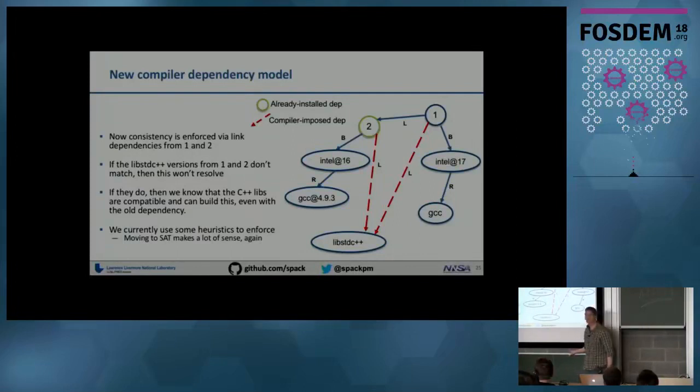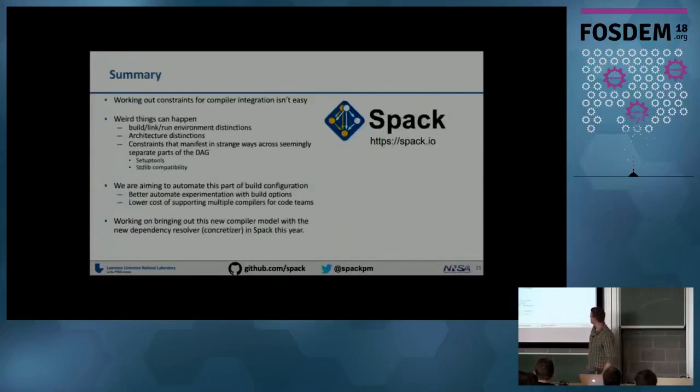I think it's pretty cool because it allows us to actually have virtual dependencies for compiler features and ensure consistency of the runtime libraries and get the RPATHs right, which will make a lot of people happy on our clusters. So that's the summary. We're working out constraints for compiler integration, and it's not easy.